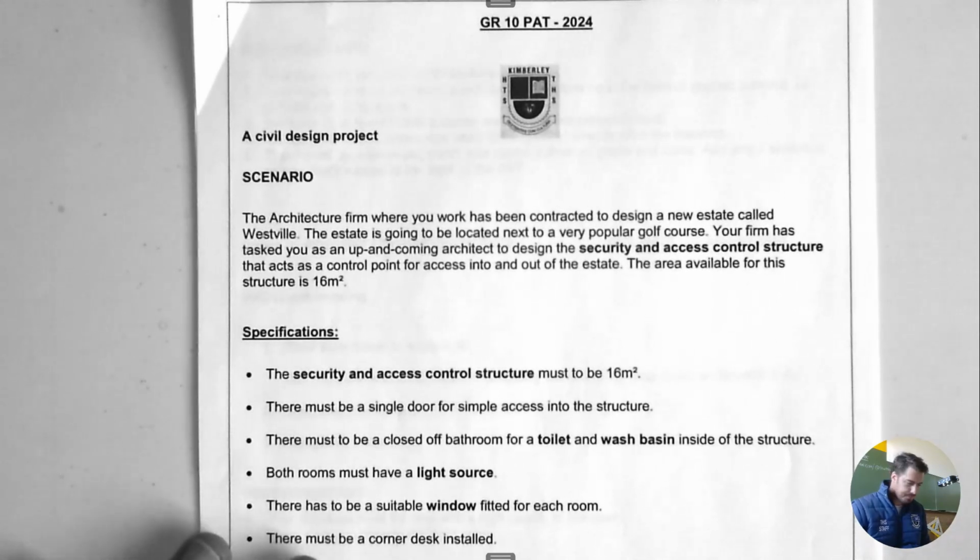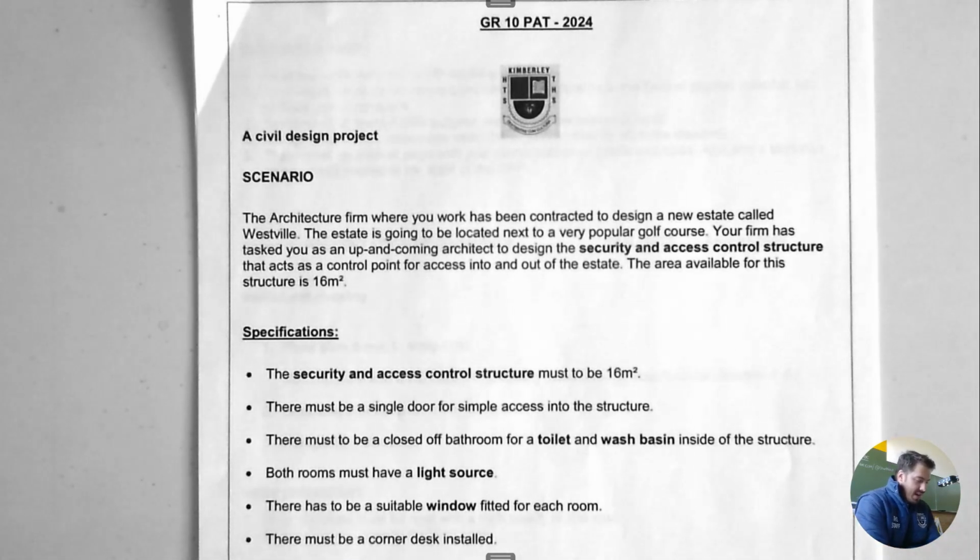Let's start. So the PAT task, the civil project that's at hand, looks like this. The scenario is as follows. The architect firm where you work has been contracted to design a new estate called Westville. The estate is going to be located next to a very popular golf course. Your firm has tasked you as an up-and-coming architect to design the security and access control structure that acts as a control point for access into and out of the estate. The area available for this structure is 16 meters squared.